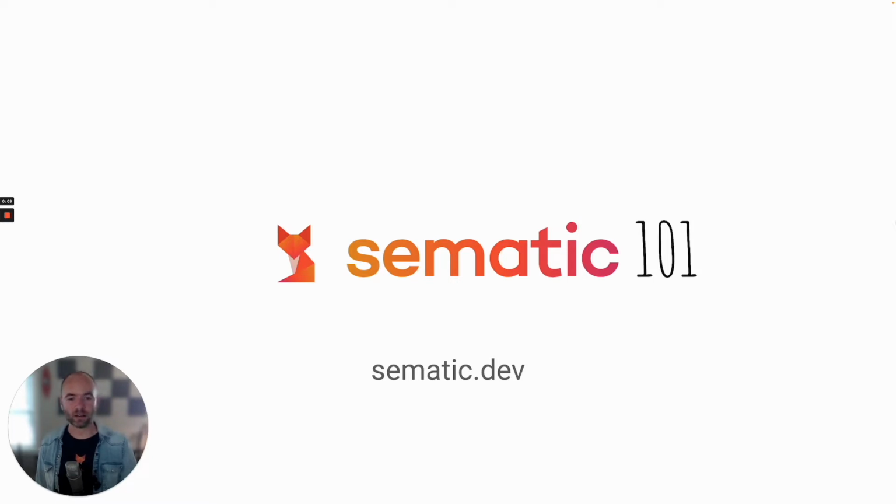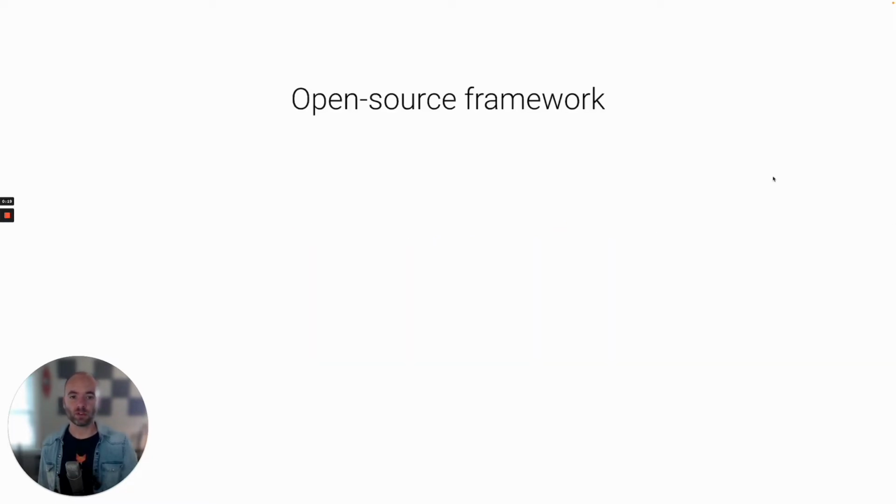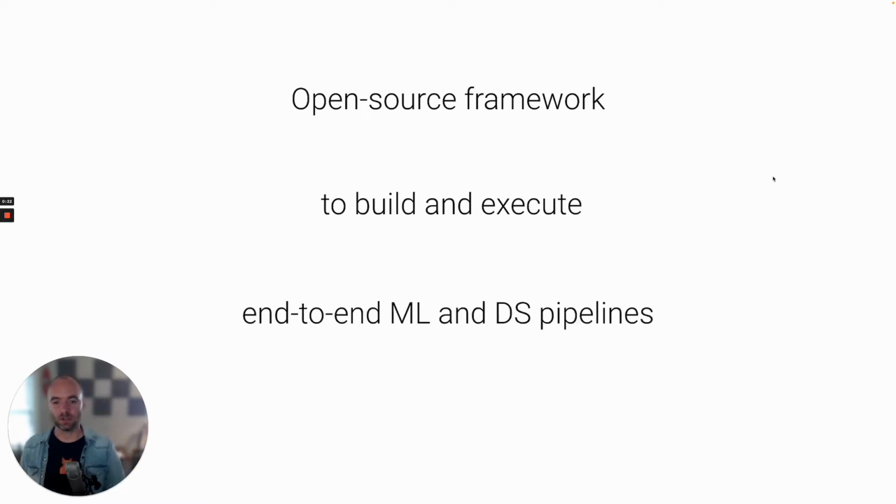So let's get started. Sematic is an open source framework to build and execute end-to-end machine learning and data science pipelines faster than you've done before.